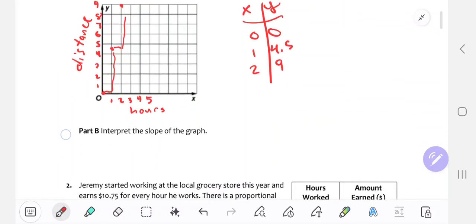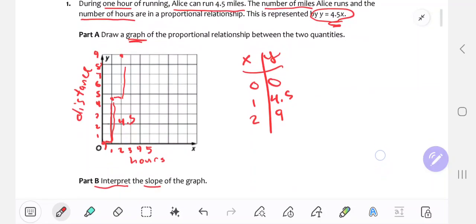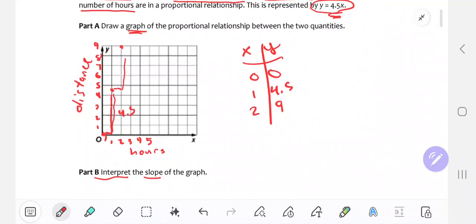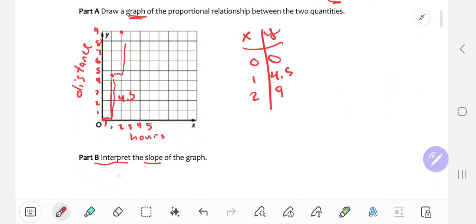Here we go, on to part B. It says interpret the slope. So the slope would be every 1 hour, it goes up 4.5. So rise over 1, right? 4.5 over 1. And what does that represent in this situation is what interpret means. Interpret means the slope's 4.5, but what does that mean when it comes to this real life situation?